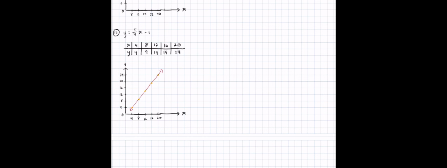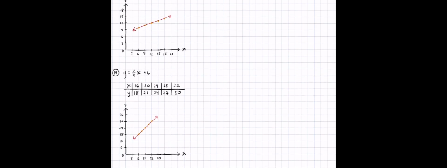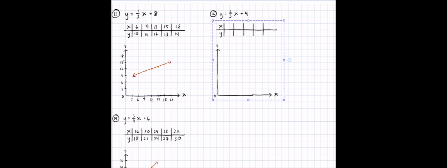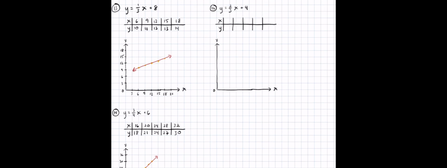There's 15. Okay, there's the graph. Carry on. Let's try 16. For 16, let's try the equation y is equal to 2/3 x plus 4. Let's get our table and our graph. And what kind of values do we have in this table here?